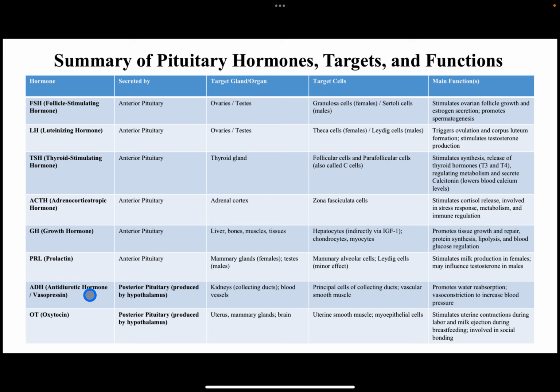In fact, for antidiuretic hormone, ADH, the target gland or organ is the kidneys and your blood vessels. Okay. The specific target cells in the kidney are the principal cells of the collecting duct and vascular smooth muscles. When this hormone is released and stimulates these target organs, it will promote water reabsorption and vasoconstriction, to increase your blood pressure in a situation where your blood pressure is very low. Then now the last is oxytocin.